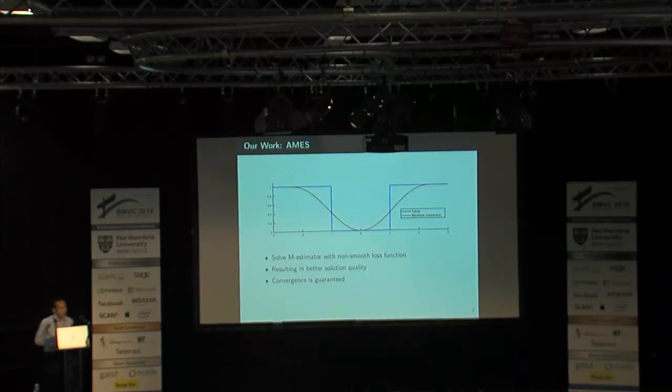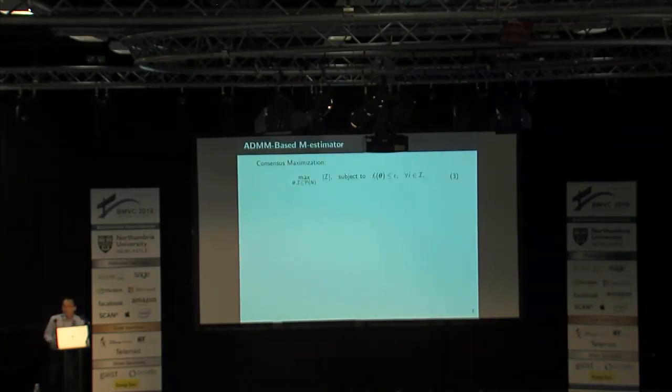Firstly, it solves the M estimator with non-smooth loss function, and to the best of our knowledge, we are the first to tackle this problem. Secondly, AMS results in a better solution quality, and finally, the convergence of our algorithm is guaranteed. Now, let's deep dive into the mathematical formulation of our problem.